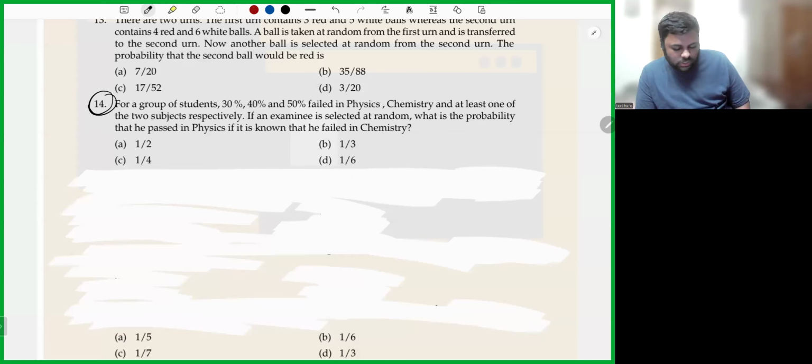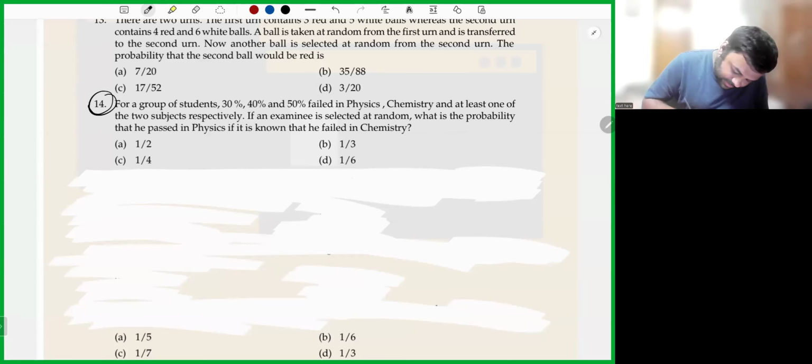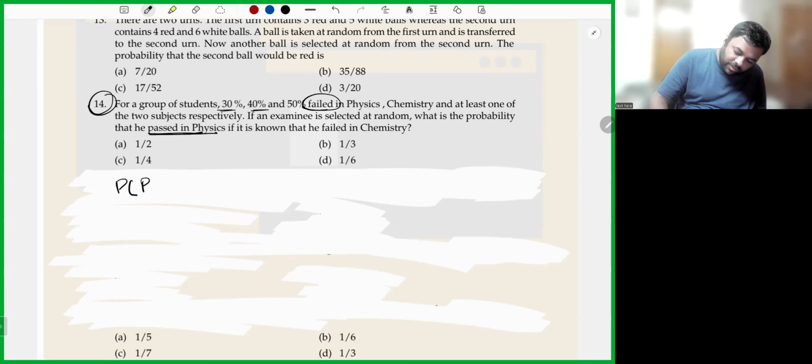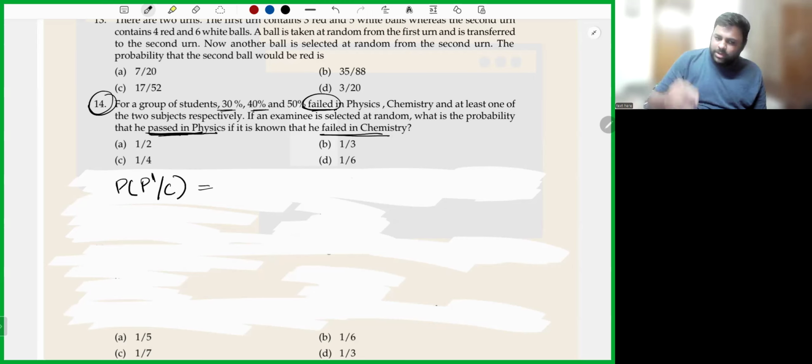He's telling, for a group of students, 30% failed in physics. Failed in physics is 30%. Failed in chemistry is 40%. And failed in at least one of the two subjects is 50%. What is the probability that he passed in physics? If failing probability is given, passing he is asking. So P of P complement, if it is known that he failed in chemistry. What is the probability that he passed in physics? Failing is given, but he is asking passing.